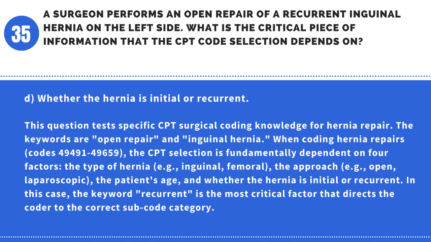This question tests specific CPT surgical coding knowledge for hernia repair. The keywords are open repair and inguinal hernia. When coding hernia repairs, codes 49491 to 49659, the CPT selection is fundamentally dependent on 4 factors: the type of hernia, e.g., inguinal, femoral, the approach, e.g., open, laparoscopy, the patient's age, and whether the hernia is initial or recurrent. In this case, the keyword recurrent is the most critical factor that directs the coder to the correct subcode category.